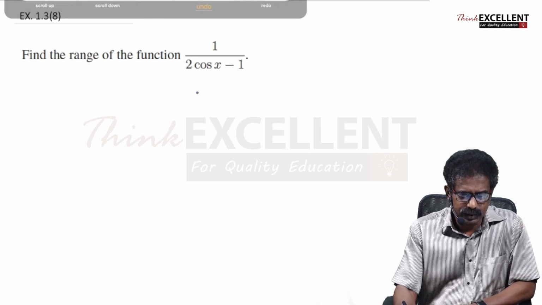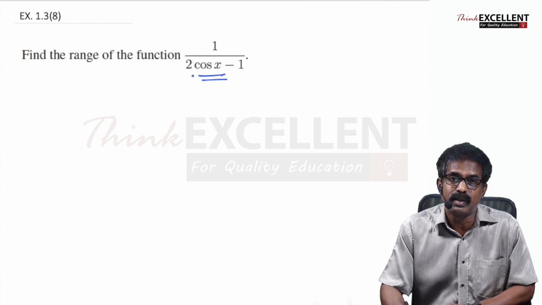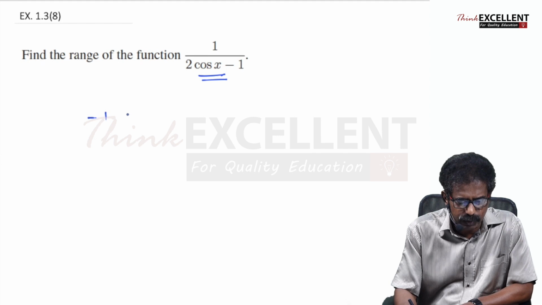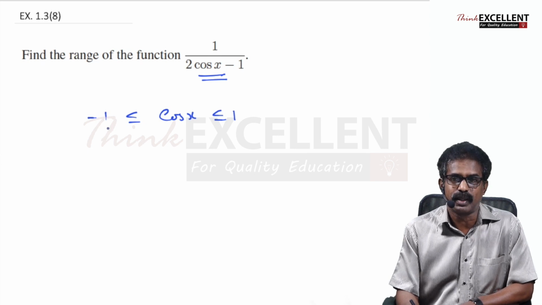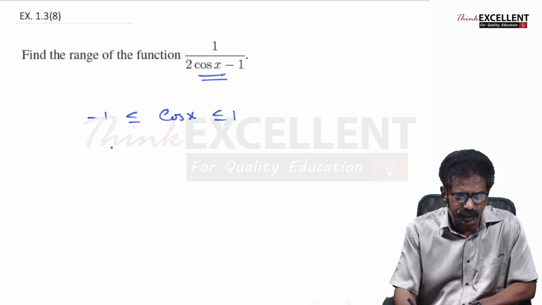Now listen, since here also you have cos. Cos or sine, you know, lies between minus 1 and plus 1. So you start like this: minus 1 less than or equal to cos x less than or equal to 1. Now you know the steps. What's our next step? With cos x we have 2, so you multiply by 2. Multiply every term by 2.